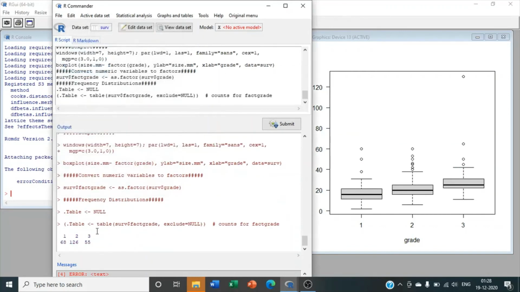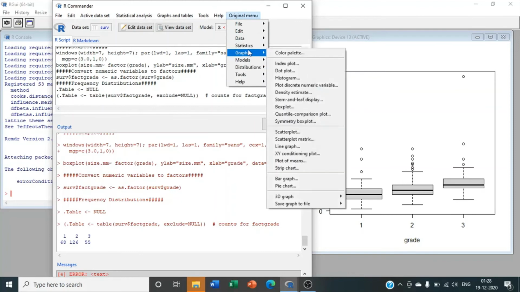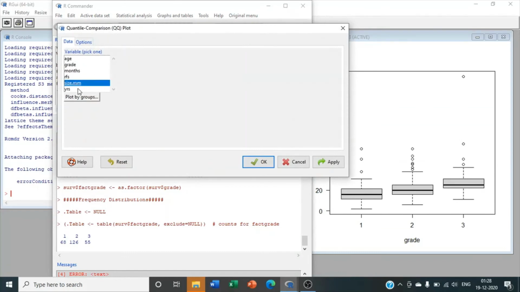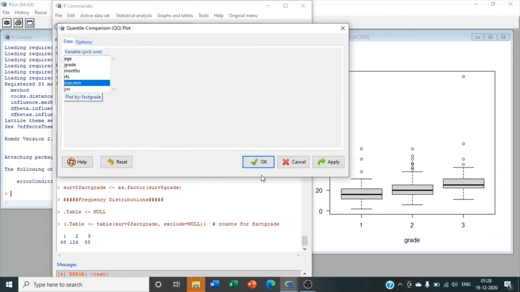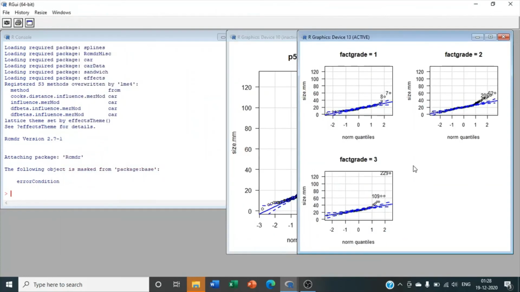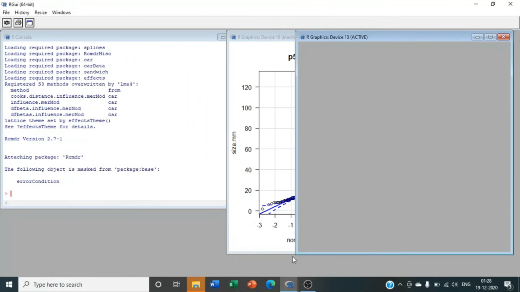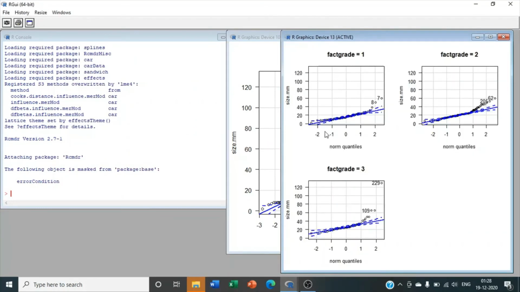It would be the same as the original grade. There are 68 grade 1 tumors, 126 grade 2, 55 grade 3 tumors. Now, once we go to the graphs, quantile comparison plot, size, now we get the fact grade over here. We click OK, and we get three quantile comparison plots. And in all three, we see that the points are not on the straight line. The points are diverging from the straight line. The assumption of normality is violated in each and every grade.